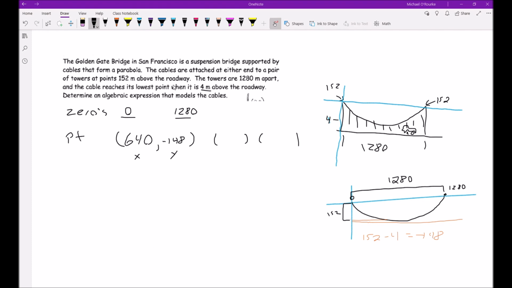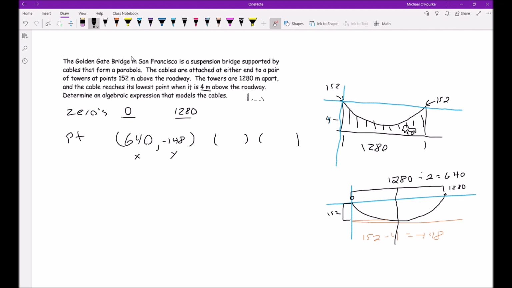it says that the lowest point is 4 meters above the road. In a parabola, that lowest point is going to be halfway between these 2 points. So they got 640 by going 1280 divided by 2 is 640. And that would give us our line of symmetry straight down the middle. Okay? Right. Yeah. So now we have our points.